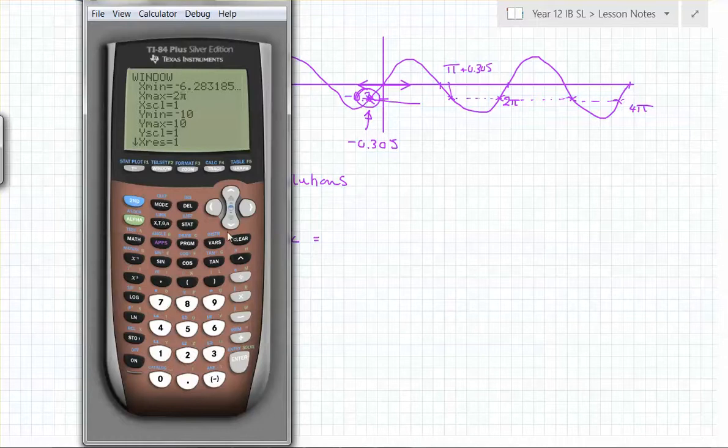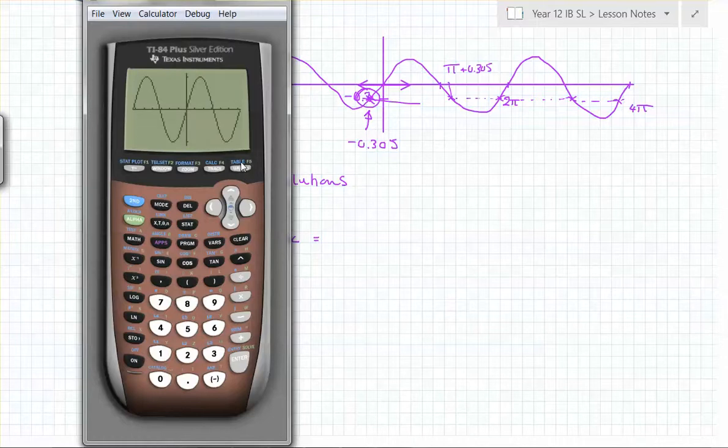But what about the y value? It doesn't change. One. So it's minus 1 and 1. I'm going to put minus 1.1 and 1.1, just to have a bit of clearance. If I do my graph, I get it.